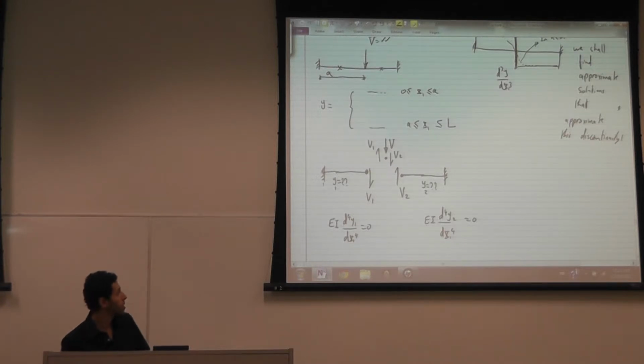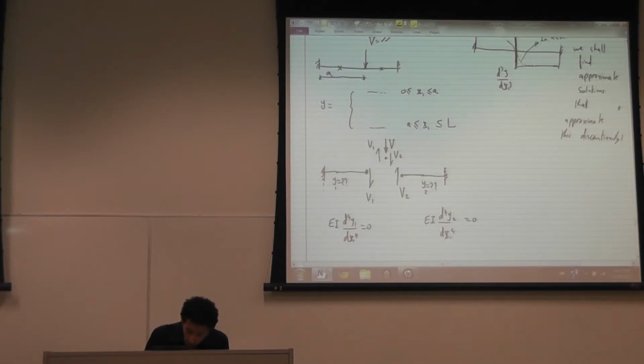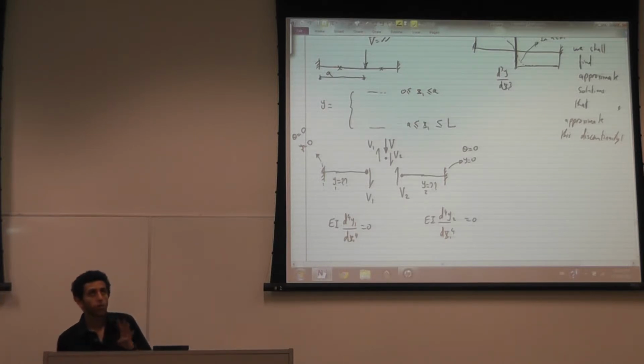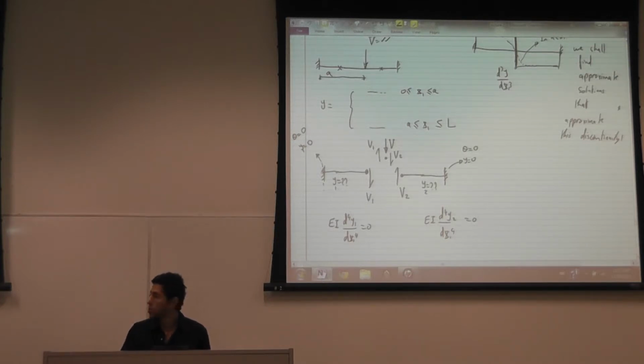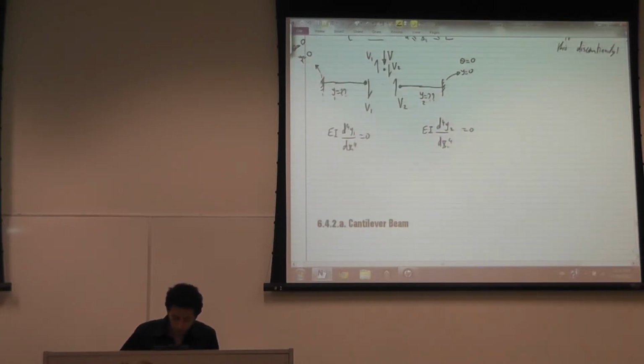The difference between y1 and y2 is the boundary conditions. I need 4 boundary conditions for each. Right here, y is equal to 0 and theta is equal to 0. Y is equal to 0 and theta is equal to 0. So in total, if you count, I need 4 on the left and 4 on the right, so 8 boundary conditions. This is the first 2, second 2. So I need 4 boundary conditions in the middle. The 4 boundary conditions are as follows.